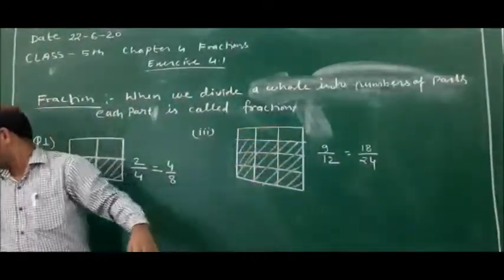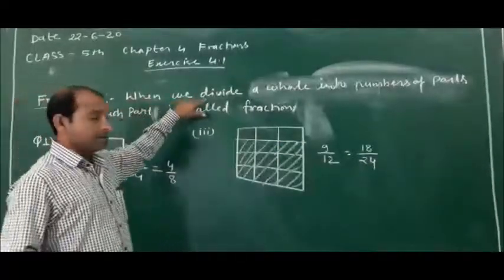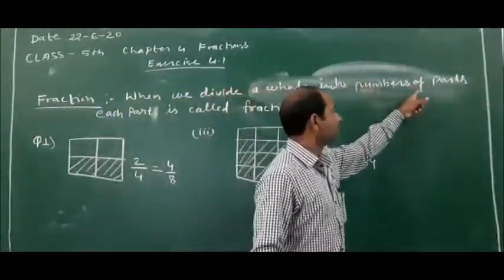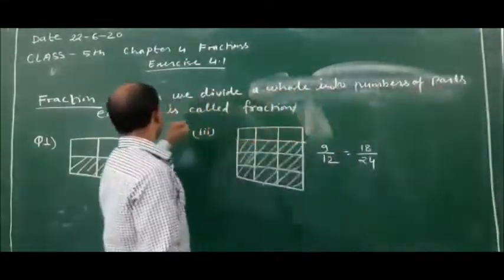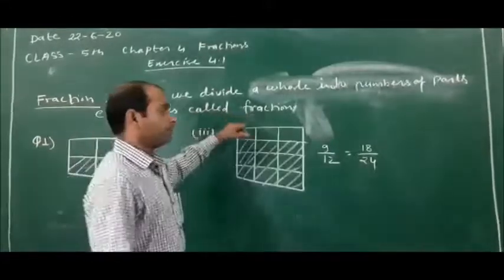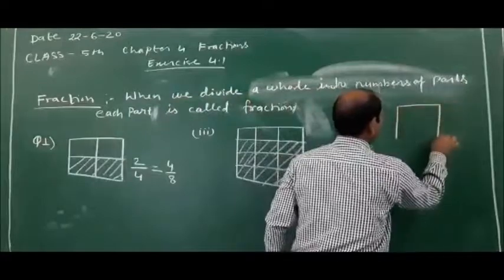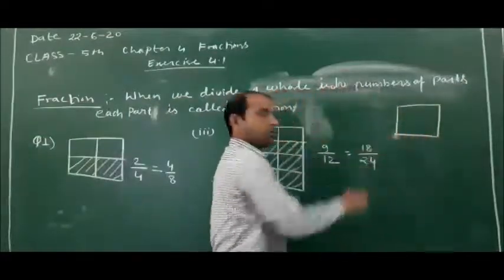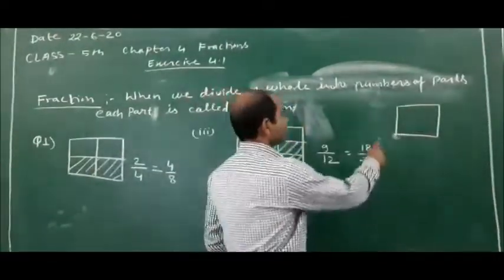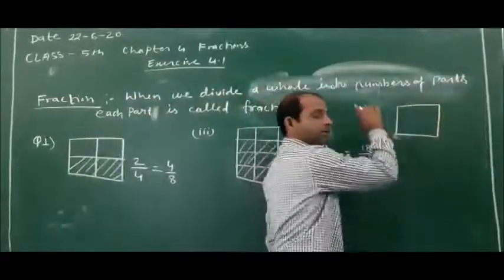Once again, I will tell you, when we divide a whole into a number of parts, each part is called a fraction. For example, this is one box. How many boxes? One box. But this is not a fraction. But when we divide, this is a whole collection. Means ये एक पूरा एक फिगर है.